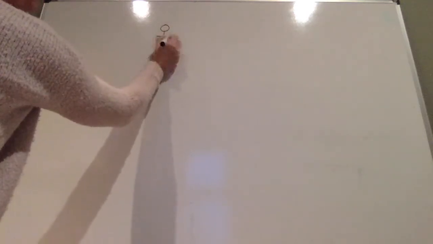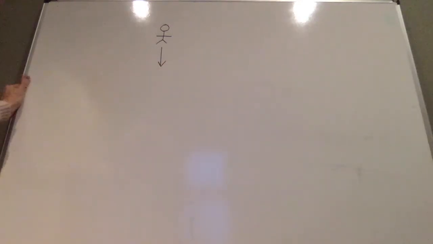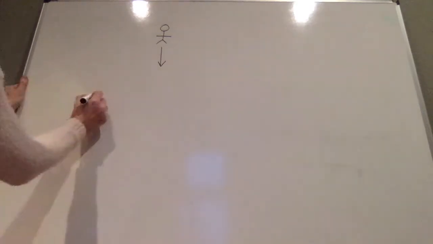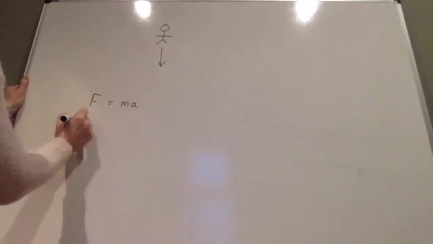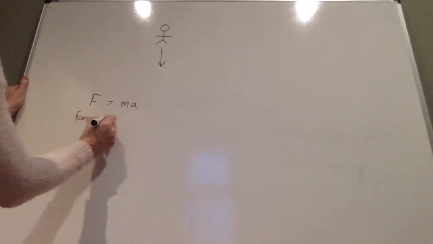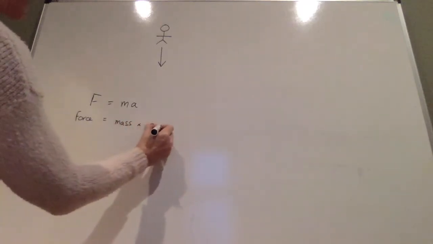Okay, to start with, a couple of facts. The weight of an object, not necessarily a person, the weight of an object is the downward force on that object. And Newton's second law can be turned into the equation F equals ma. Force equals mass multiplied by acceleration.